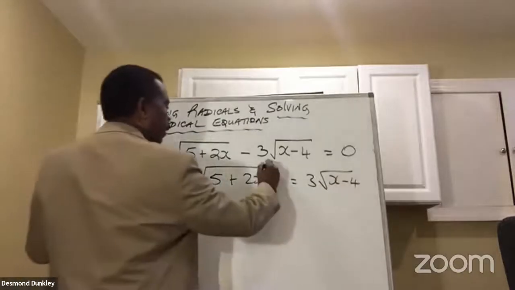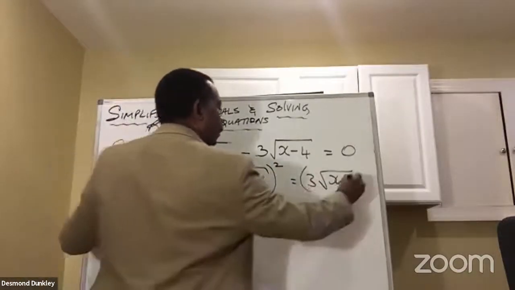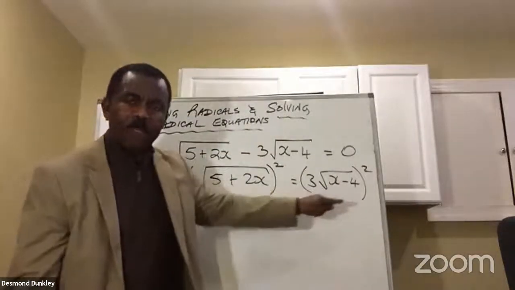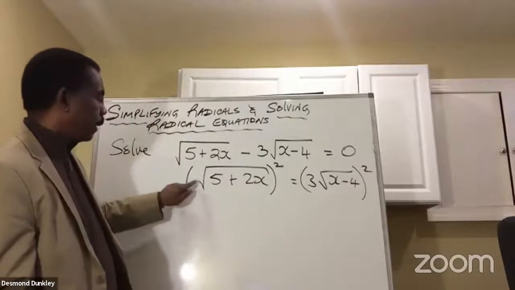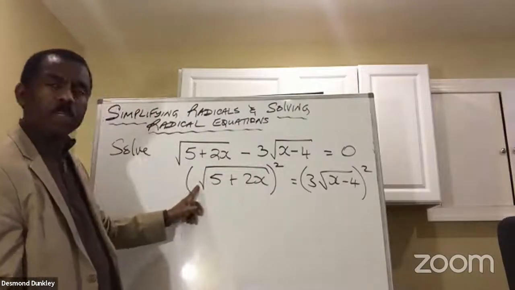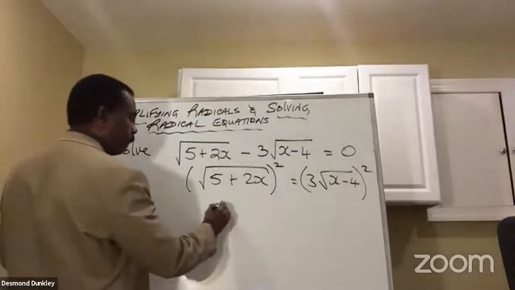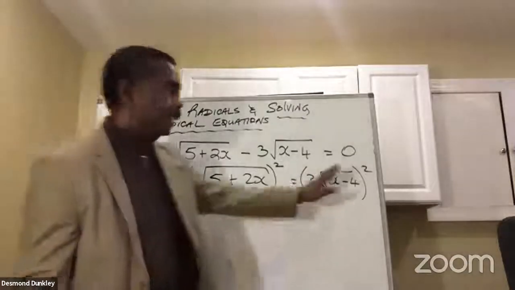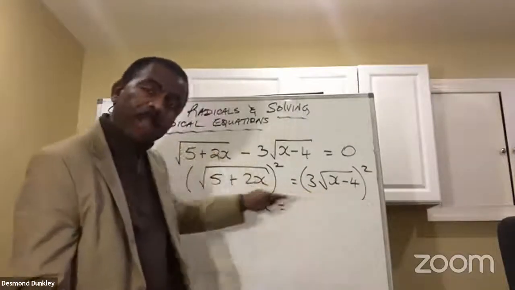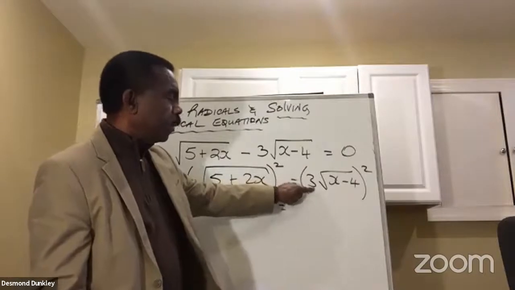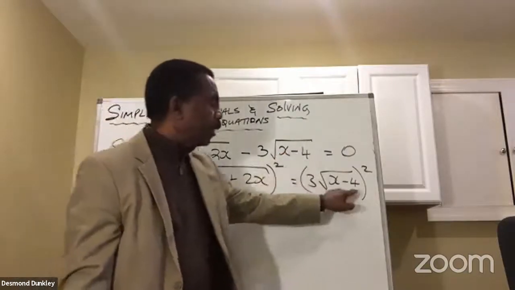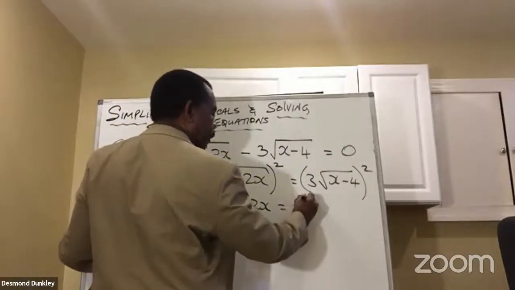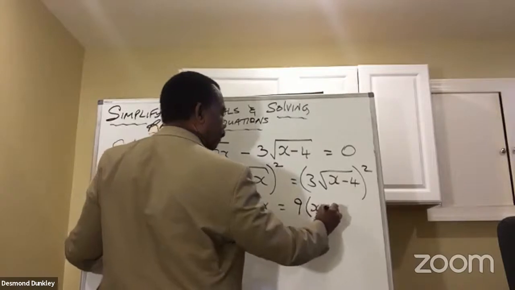So now we square. Be very careful when you do that side over there. This side is easy because the square cancels the square root and all we're left with is 5 plus 2x. Now on this side, you're squaring everything on the inside. So it's going to be 3 squared is 9. And then when you square this, the radical disappears. So you end up with 9 times x minus 4.